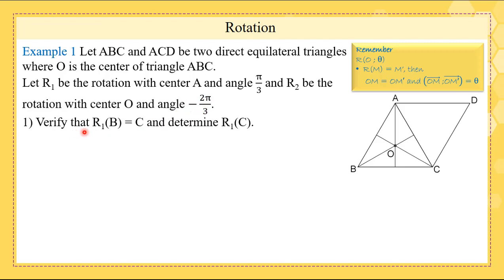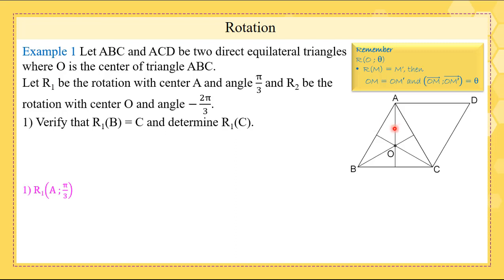Now part 1, verify that R1 of B is equal to C and determine R1 of C. Now here we have a rotation R1 of center A and angle pi over 3. In order to verify that R1 of B is equal to C, let us apply this remark. Here we have to show that AB is equal to AC and the angle between AB vector and AC vector is equal to pi over 3.